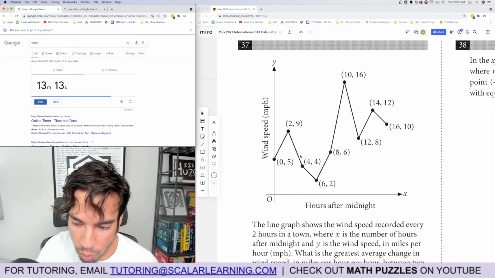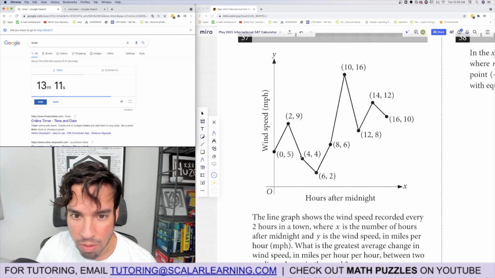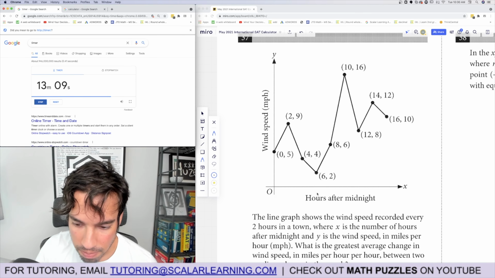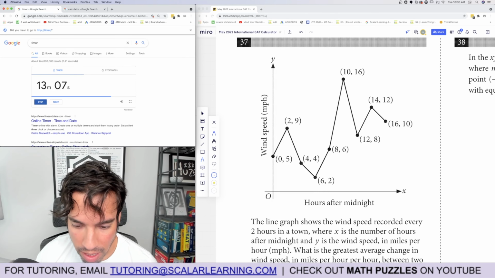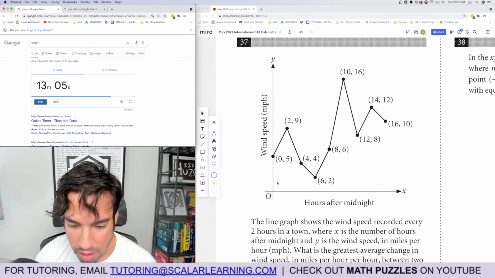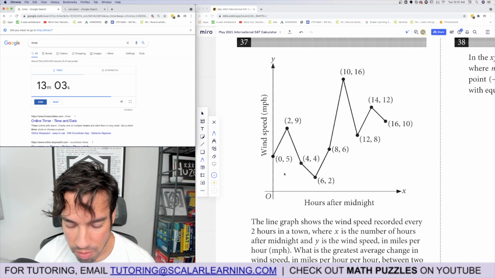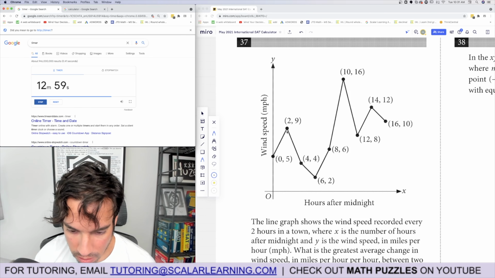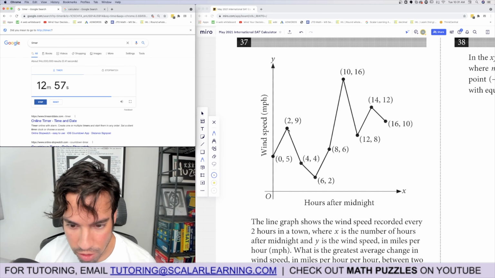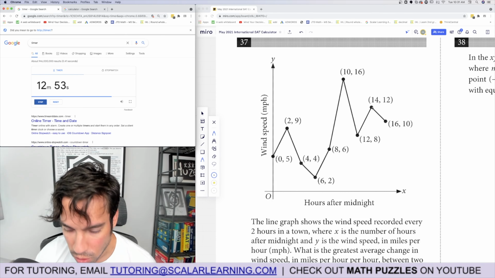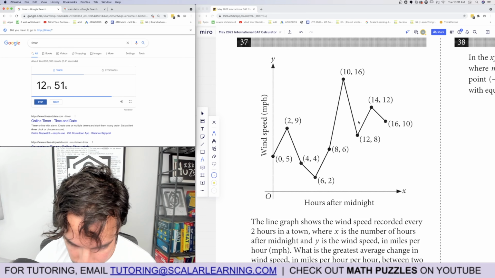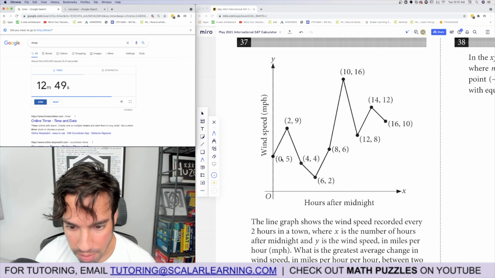The line graph shows the wind speed recorded every 2 hours in a town, where X is the number of hours after midnight, and Y is the wind speed. X is the number of hours after midnight. So this is like 2 a.m., 4 a.m., 6 a.m., 8 a.m., 10 a.m., 12 p.m., 2 p.m., etc. Okay, wind speed, okay.